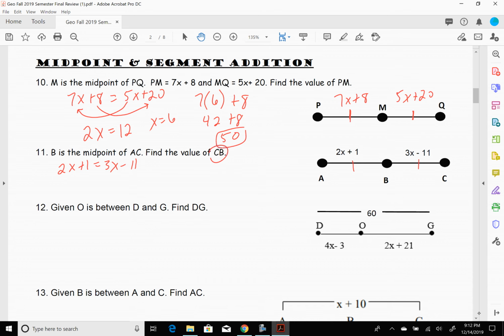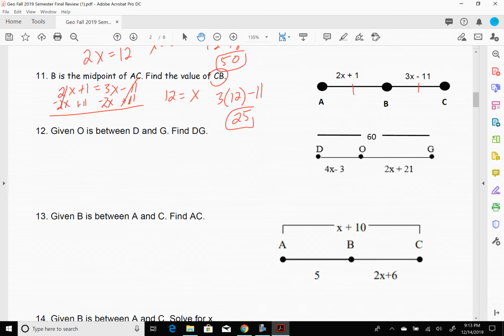So now take away 2x. I'm going to add 11 because I'm going to get the x's by themselves here. So we have 12 is equal to x. So x is 12, and now we need to find the length of CB, so we're just going to plug in there. So 3 times 12 minus 11. So this is 36. 36 minus 10 is 26, minus 1 more, 25.